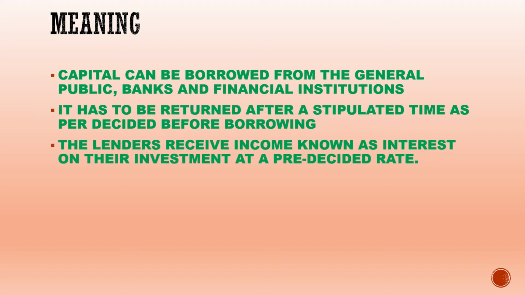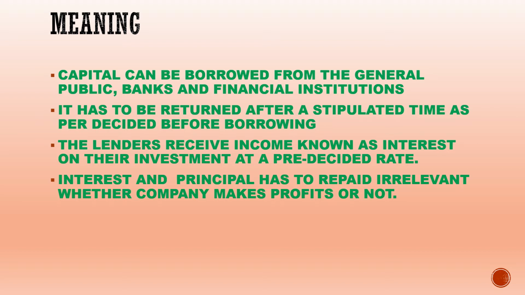The lenders receive income that is known as interest on their investment. This rate of return has to be decided at a pre-decided rate. And so the lenders are going to give this money on the terms and conditions which are going to be decided before lending this money. The interest and the principal amount have to be repaid irrespective of whether the company makes profits or not.